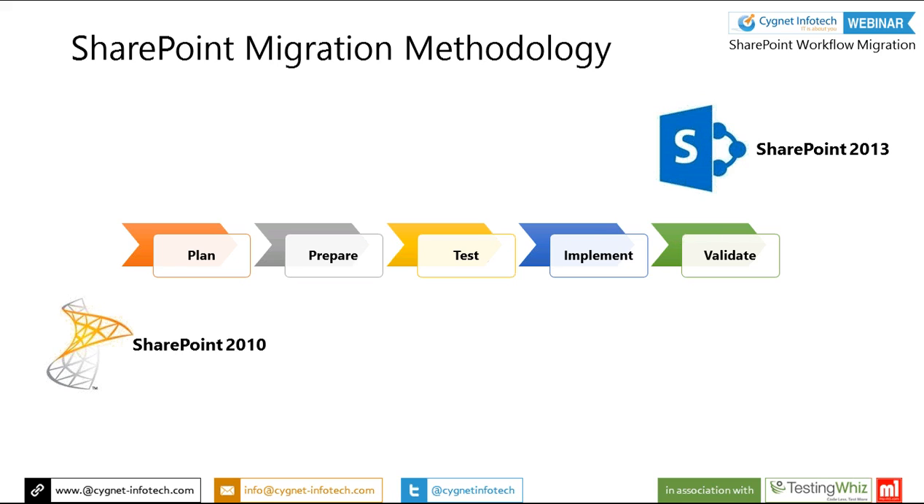Whenever you are migrating from an existing edition to a newer edition of any application, in the case of SharePoint, these are the 5 steps you need to keep in mind: start with your plan, then prepare, test, implement, and then validate. For the plan, first you need to find out the feasibility of your existing SharePoint 2010 infrastructure, and based on that, prepare a checklist. That will lead you to the prepare stage of the migration.